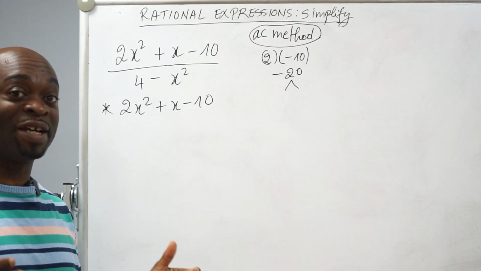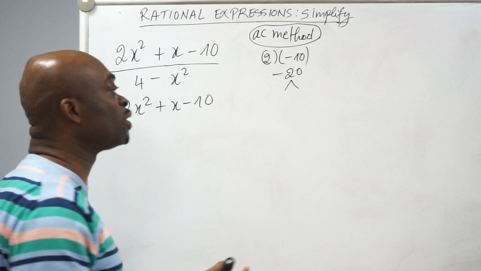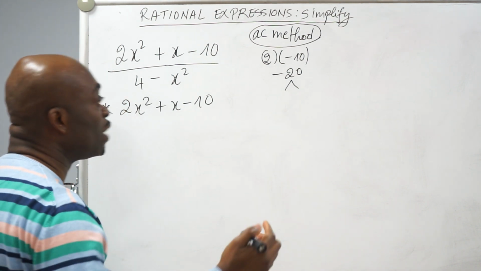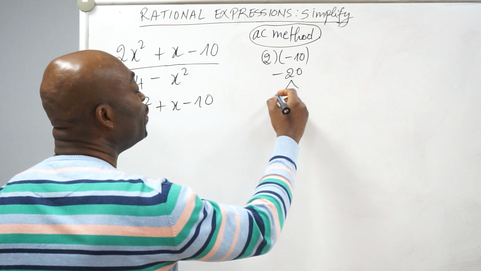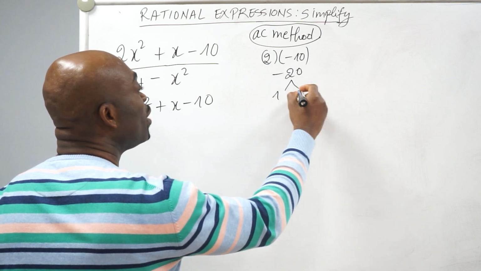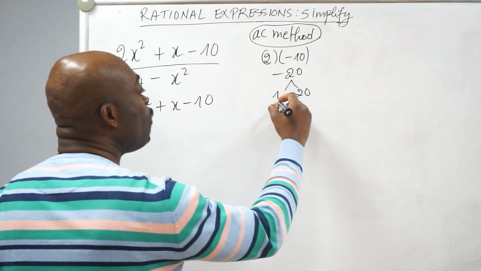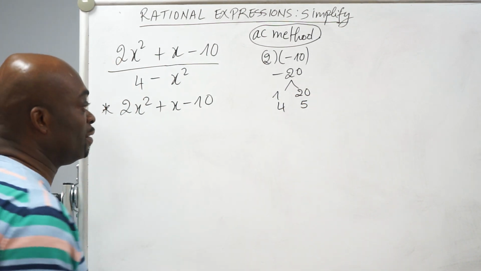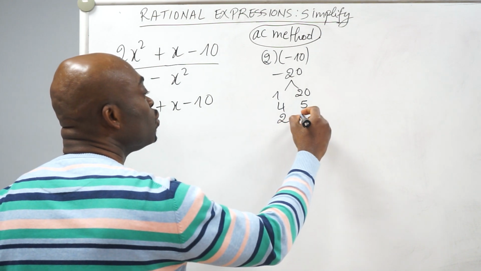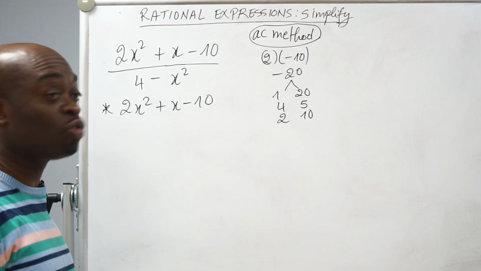So your multiplication table is needed, okay? What are the numbers that multiply to give you negative 20, for example? Let's go at it very quickly. We have 1 and 20, for example, 2 numbers. What else can we have? We can have 4 and 5, which is 20. And then we can have 2 and 10, which are also factors of 20.